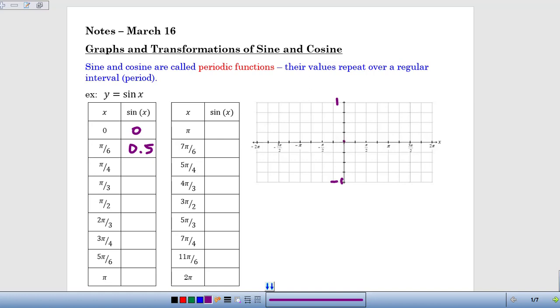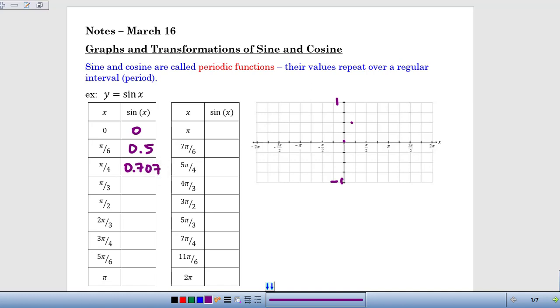So we've got 0, 0. We go to pi over 6, which is going to be not quite at that middle tick mark there, which is at pi over 4. We're going to be just a little bit to the left of it. Pi over 4, if we look at our unit circle, the y coordinate is √2 over 2. So as a decimal, that's 0.707.